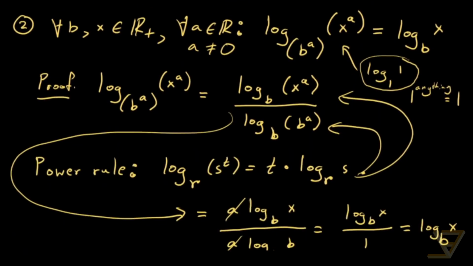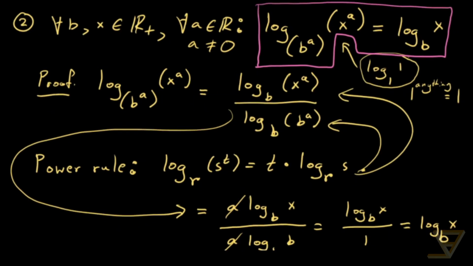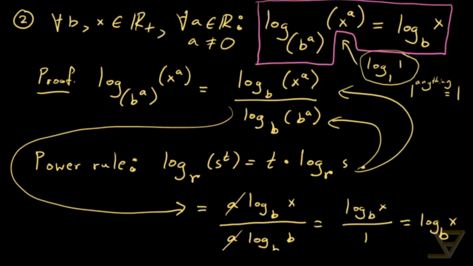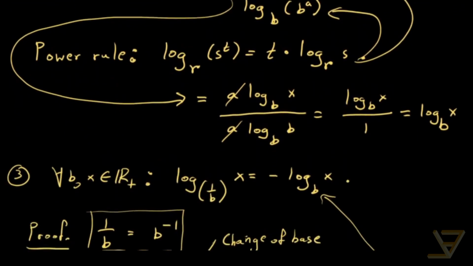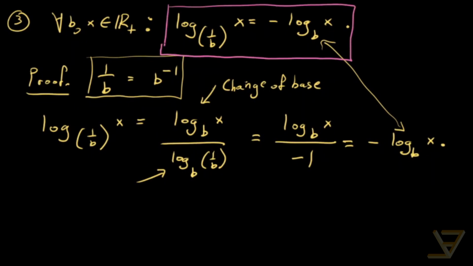Then there is this sort of exponential rule, although that's not an official name. It allows us to get rid of the similar exponents in the base and in the argument. And finally, we proved this identity over here, where we want to have a base that is the reciprocal of the original base, and that tacks on a negative sign.